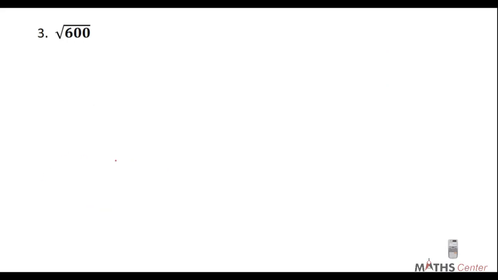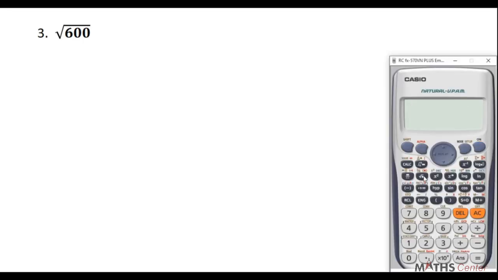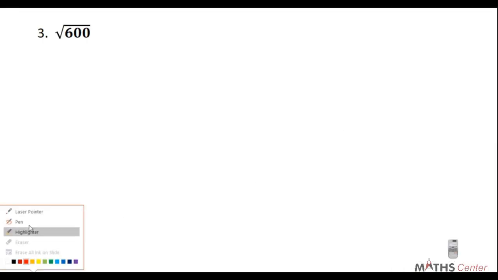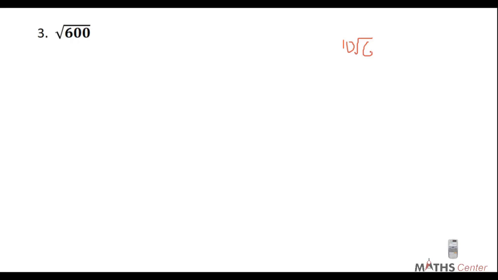Let's pick another example. We have square root of 600. So punch this on your calculator. Square root of 600 will give us 10 root 6. So what you do is that you write 10 square root of 6. The perfect square you are looking for is the square of the number in front of the square root sign. So 10 squared. The other number is what you have under the square root sign, so times 6.